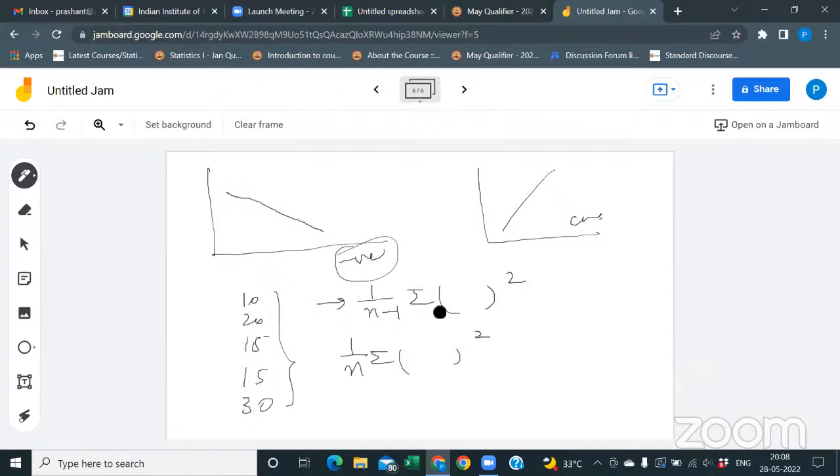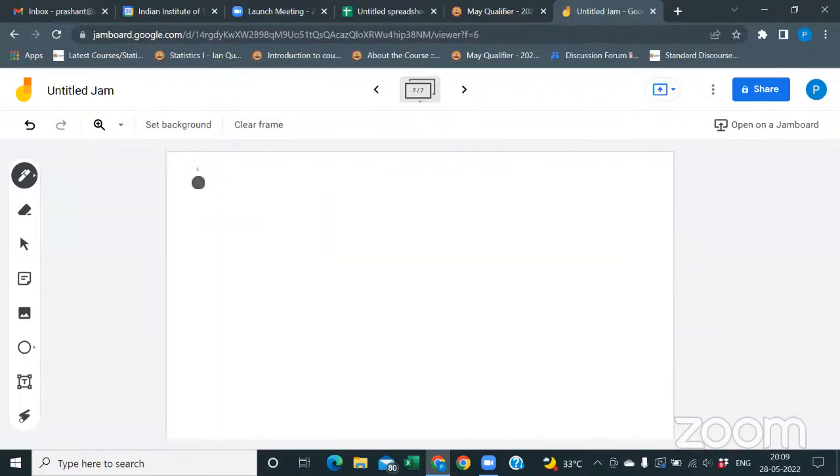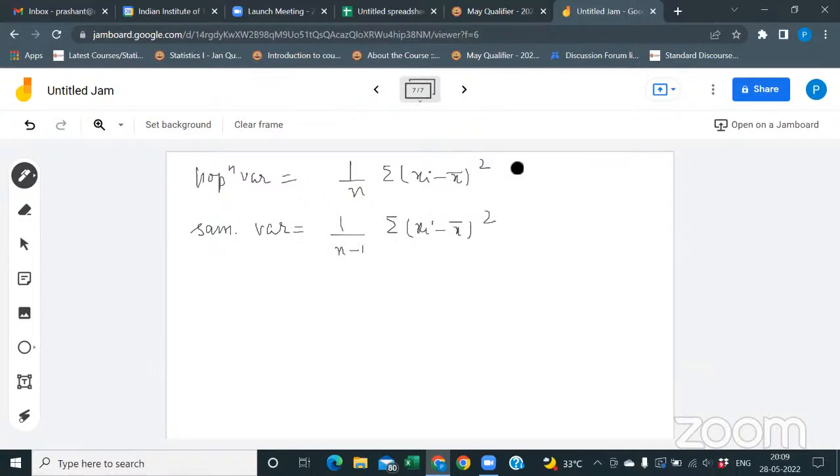What is the formula of population variance? It's 1 by n, summation of (xi minus x bar) whole square. And what is the sample variance formula? It's 1 by n minus 1, sigma of (xi minus x bar) whole square. That is the basic difference between these two.